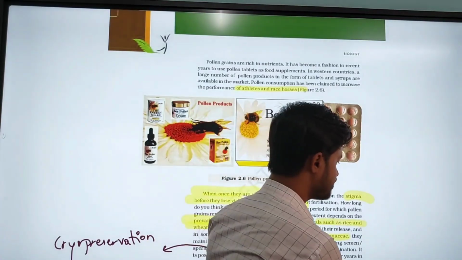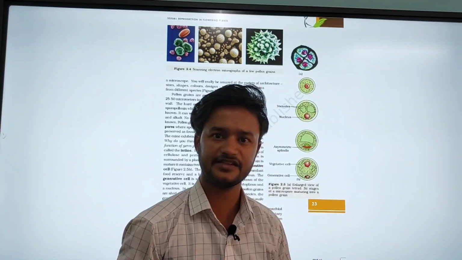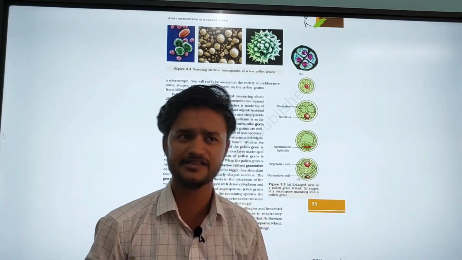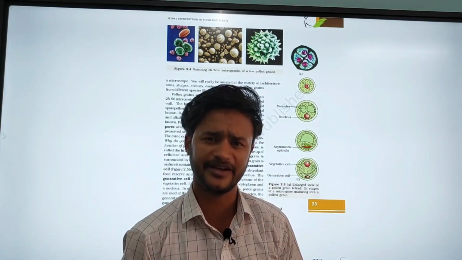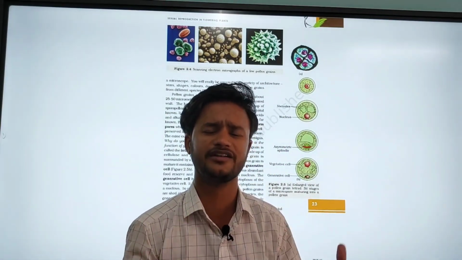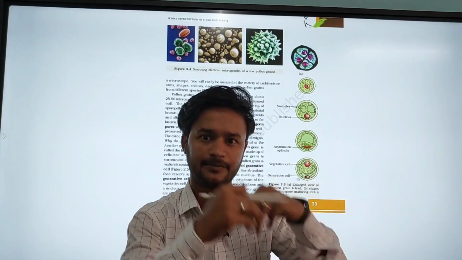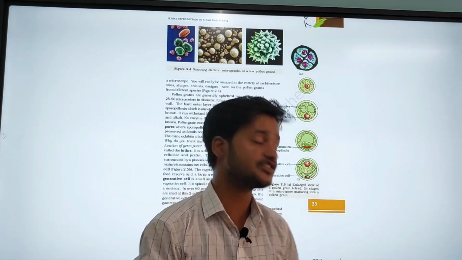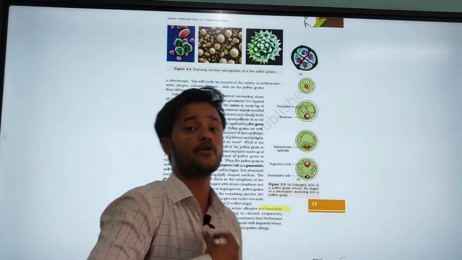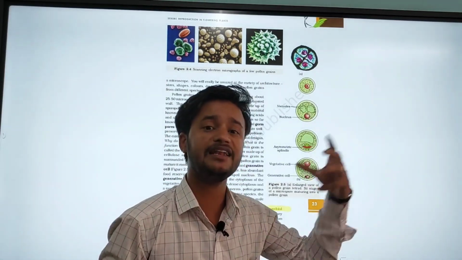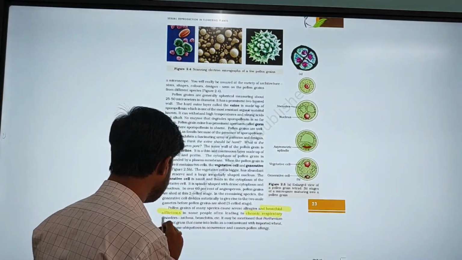And the next one, many species of pollen grains cause allergy. Allergy means exaggerated immune response due to a certain antigen present in the environment, that is called as what? Allergy. And it also causes bronchial afflictions, okay, that is bronchial problems, and it may lead to some disorders like chronic respiratory disorders.